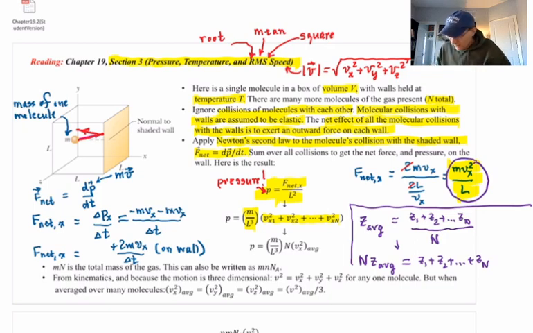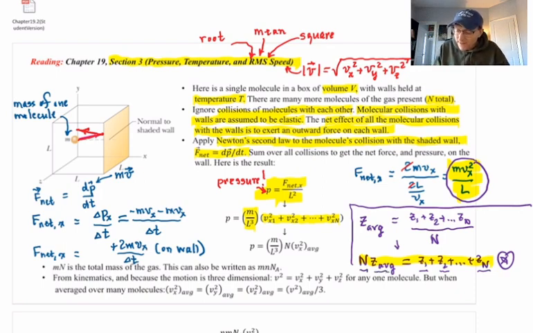Now I'm going to use that expression right there, where the Z, the generic property of the molecule, is Vx squared. Just think of the Z as representing Vx squared. So what this equation with the star by it is telling me is take Vx squared 1 plus Vx squared 2 plus and so on, all the way up through Vx squared N, and that will be equal to N times the average value of Vx squared.